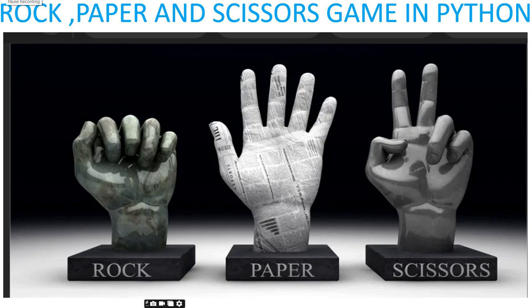If rock and paper combine, then paper wins, as paper can wrap the rock inside it. If paper and scissors combine, then scissors wins, as scissors can cut the paper. And if rock and scissors combine, then rock will win, as rock can break the scissors.